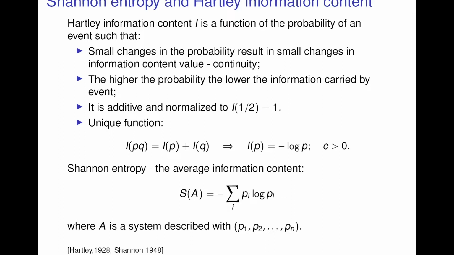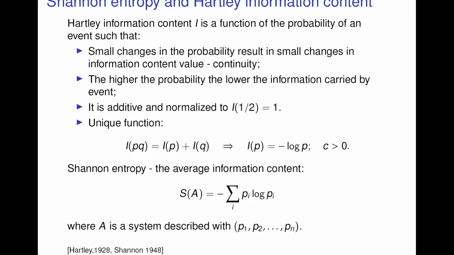And when we are creating information content, it is the measure of information carried by an event. We assume that this function, information content, has to satisfy certain properties, and here these properties are listed first at a qualitative level, like small changes in probability result in small changes in information content value. We can translate it immediately to continuity of this function when we want to write it down. Then, the higher the probability, the lower the information carried by the event. This is actually a bigger surprise, bigger information. This is the idea.